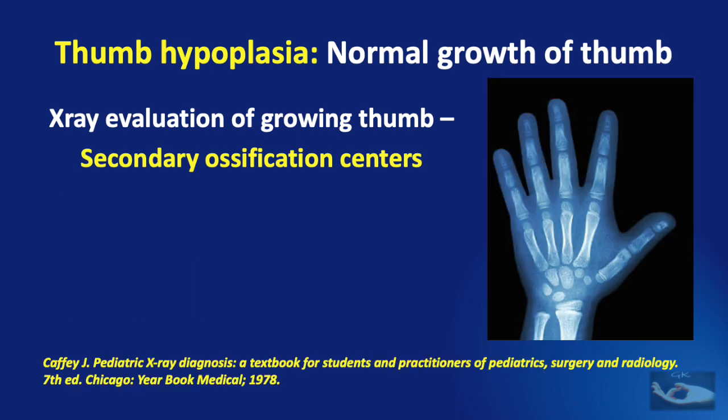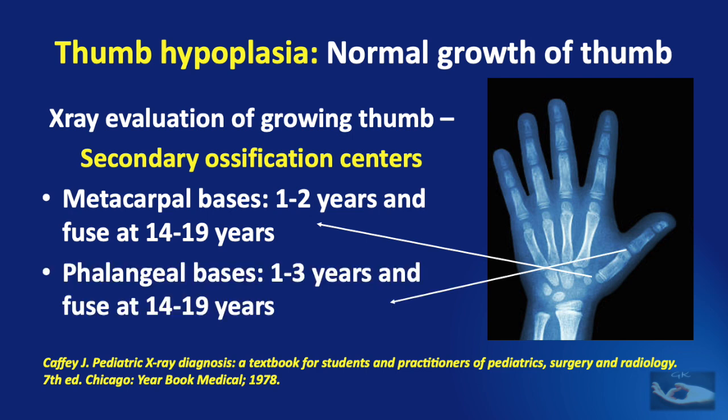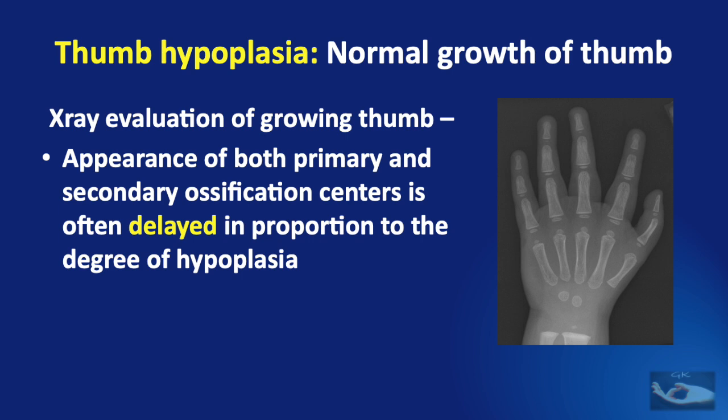Secondary ossification centers within the epiphysis of the thumb normally appear between 13 months to 4 years of age. The delayed appearance of both primary and secondary ossification centers in the hypoplastic thumb is highly relevant to the diagnostic process because their appearance is often delayed in proportion to the degree of hypoplasia.